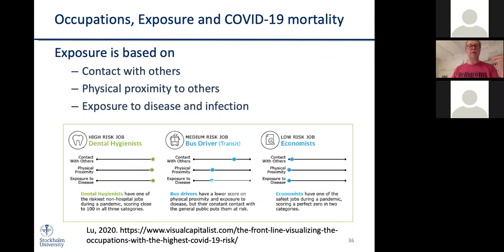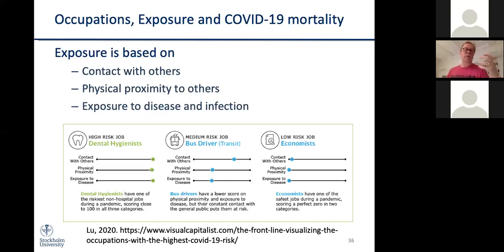And then, that is data on these three different dimensions: contact with others, physical proximity to others, and exposure to disease and infection. And then we use this kind of exposure data, and we link it to the different occupations in Sweden. And then every occupation has a value on the scale from 0 to 100. And we run the study on the working age population, and there we find no effect, or rather a negative effect of high exposure.